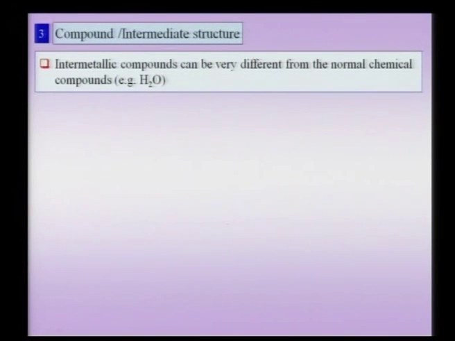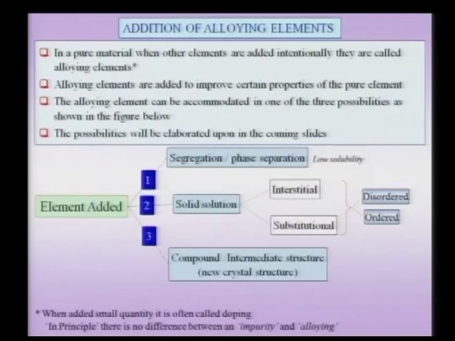Okay. The next big topic we are going to take up now is the compound or intermediate structure. Let me go back to the slide to revise what kind of structures we are talking about and why we are talking about these possibilities. Let me go back to the original slide where we started off. Here we started off by saying that when I add an element to the host lattice, either it segregates, which is not a very interesting case to study too much, because it means that it is not going to interact with the parent lattice.